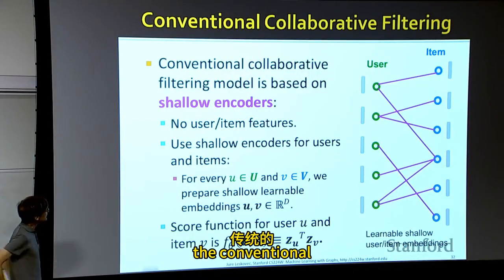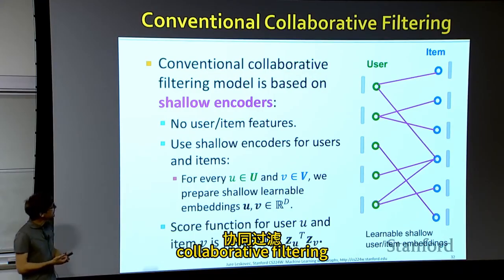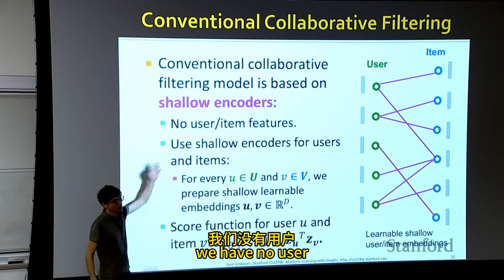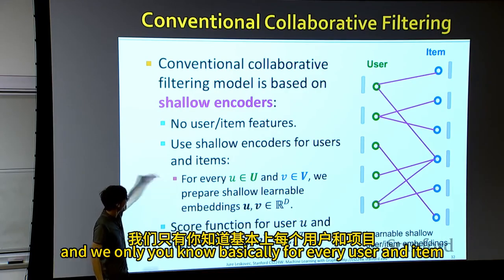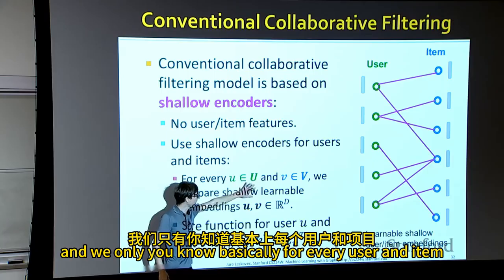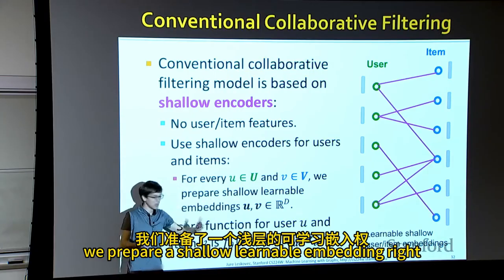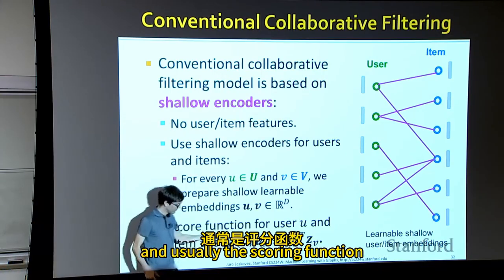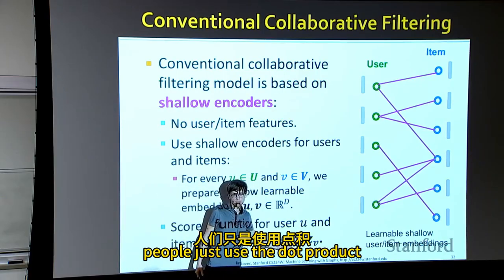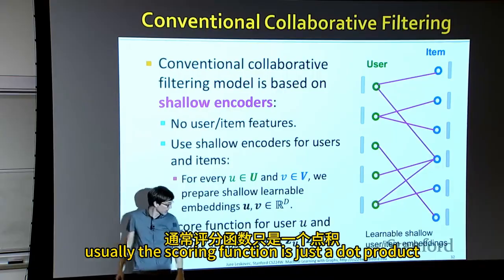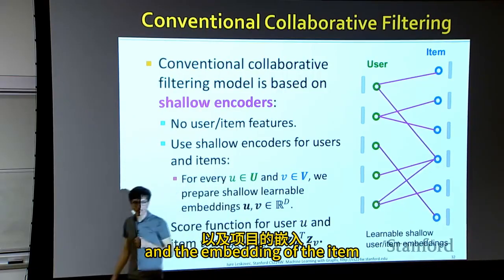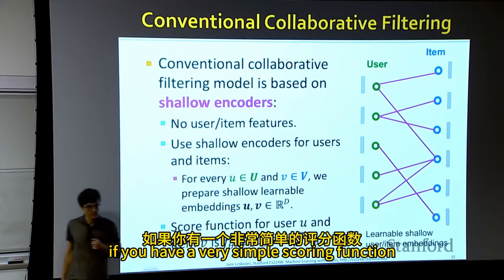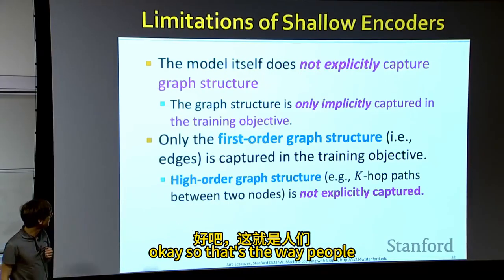So the conventional collaborative filtering is based on a shallow encoder. It means shallow embeddings. We have no user or item features, and basically for every user and item, we prepare a shallow learnable embedding, right? We just directly learn the embedding, and usually the scoring function is just the dot product between the embedding of the user and the embedding of the item, because it's then easy to do nearest neighbor search if you have a very simple scoring function. Okay, so that's the way people usually do it.